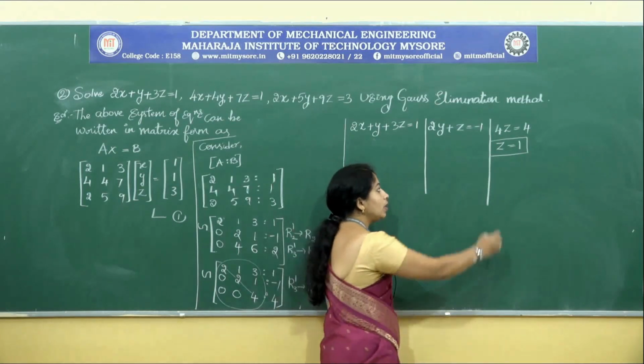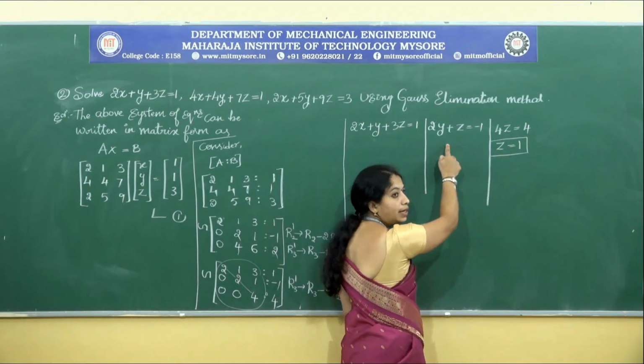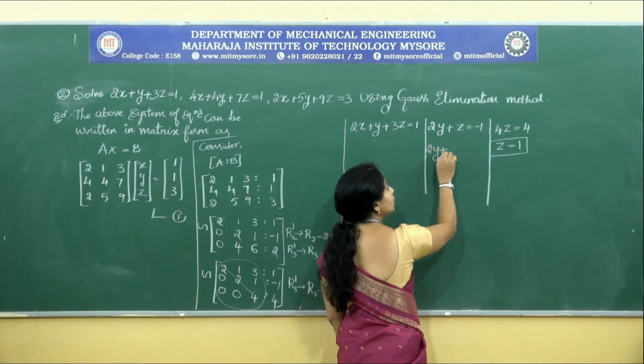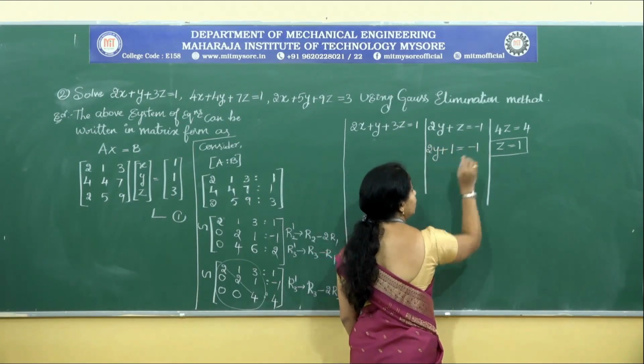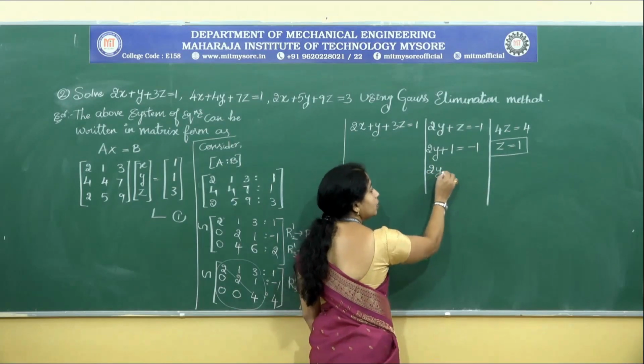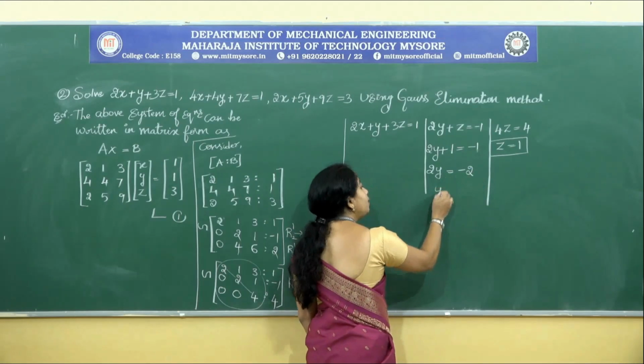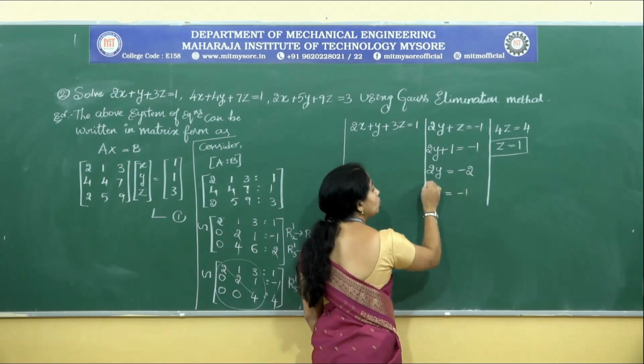Now substitute the value of z in the second equation, that is 2y plus the value of z is 1 equals minus 1. 2y is equal to minus 1 minus 1, which is minus 2. Therefore the value of y is equal to minus 1.